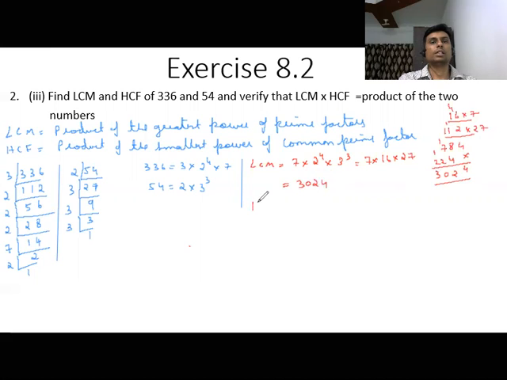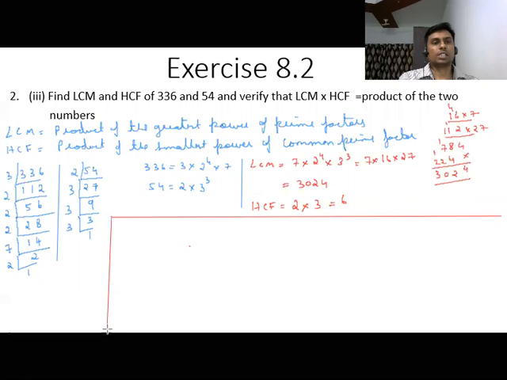3024 is the LCM. HCF is the product of the common terms. Which are the common terms? 2 and 3, but the smallest power. Here it's 2 power 4, here it is 2. So you must choose 2. 3 power 3 and 3, you must choose 3. 2 into 3, 6. HCF is 6. So we got LCM and we got HCF. LCM was 3024, HCF is 6.